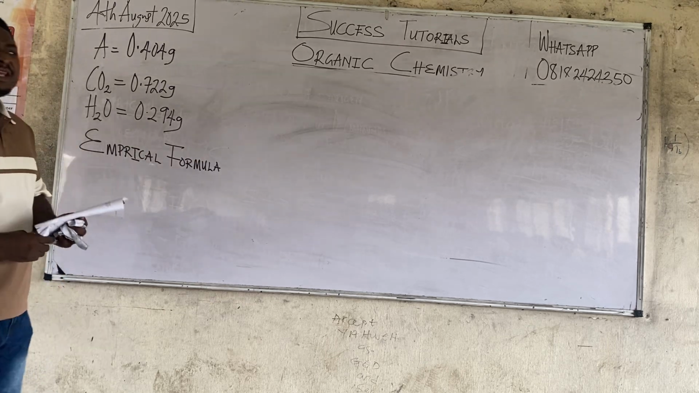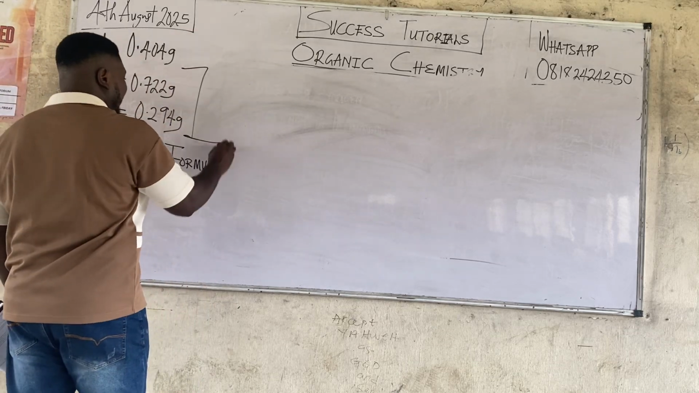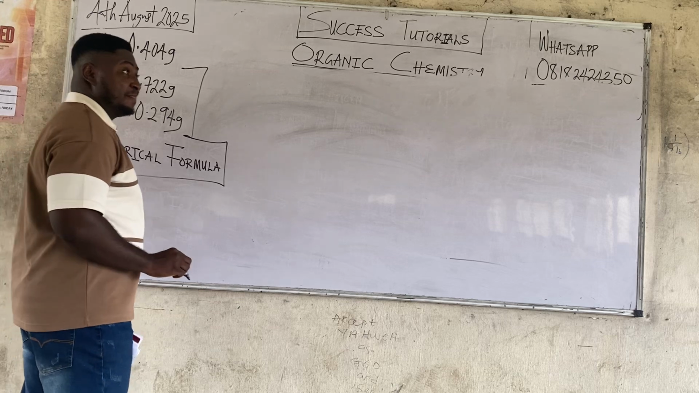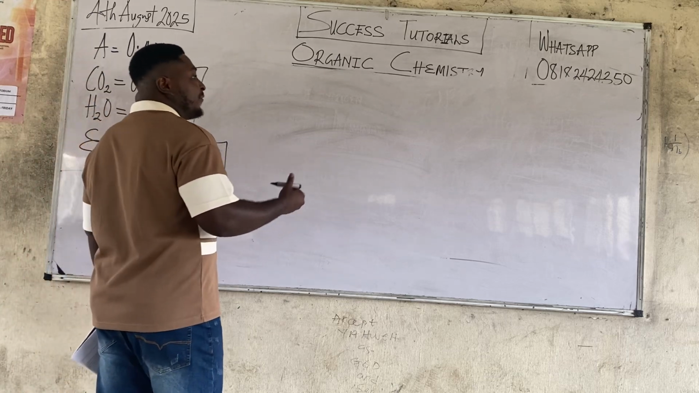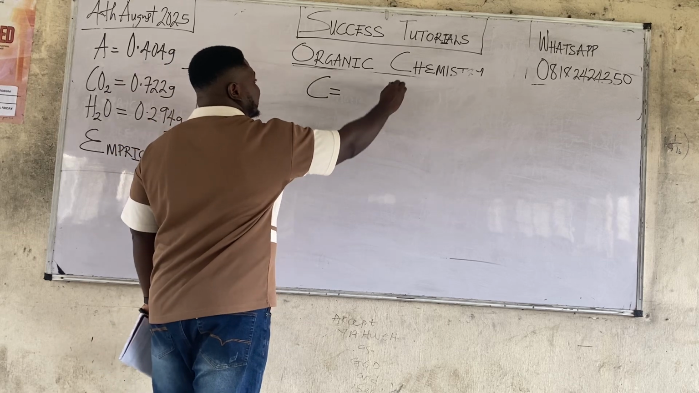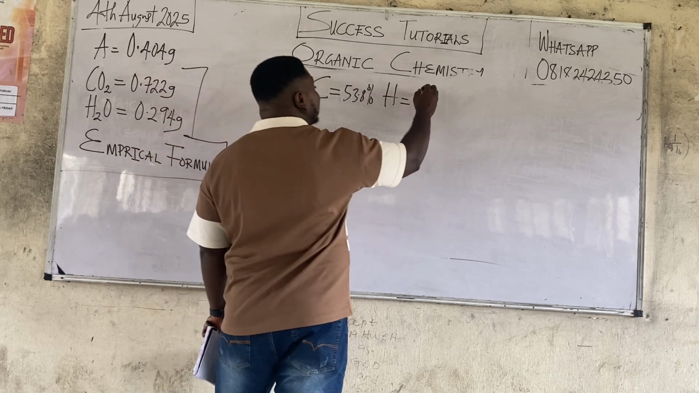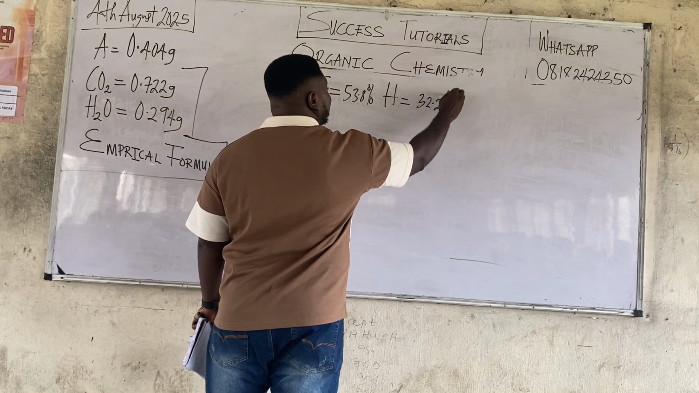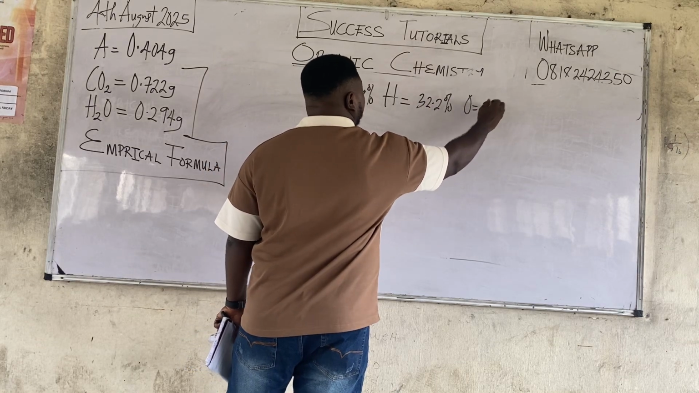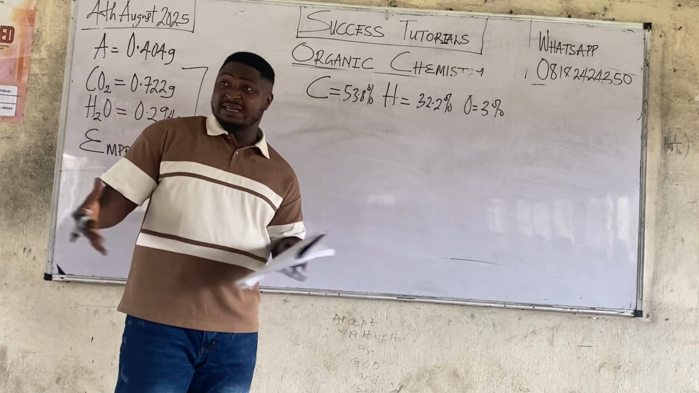Class, usually from our knowledge of inorganic chemistry, if you are asked to find the empirical formula, they will give you the percentage composition of each element, right? They will tell you carbon occurs at 3.8%, hydrogen occurs at 32.2%, oxygen occurs at 3%, whatever. But eventually, when you add up all the percentages, you usually end up having 100.